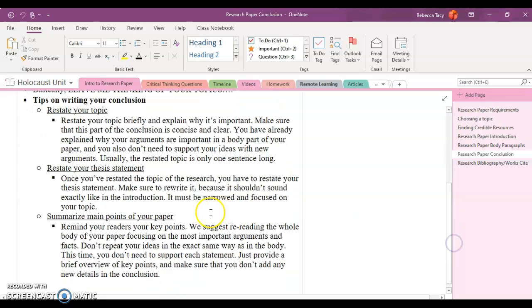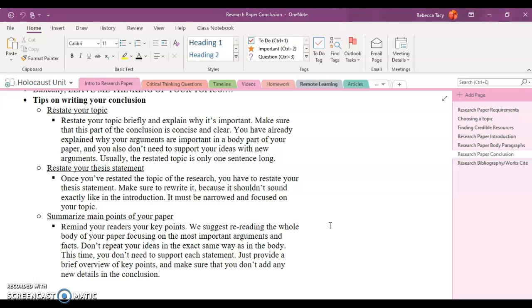And then you need to summarize the main points of your paper. So this is just a reminder. Because heaven forbid you have a reader that maybe has some memory loss. And so you're just going to give them that last little hint about what your paper was about. This does not mean that you need to go into super detail. It is very summarized and condensed.